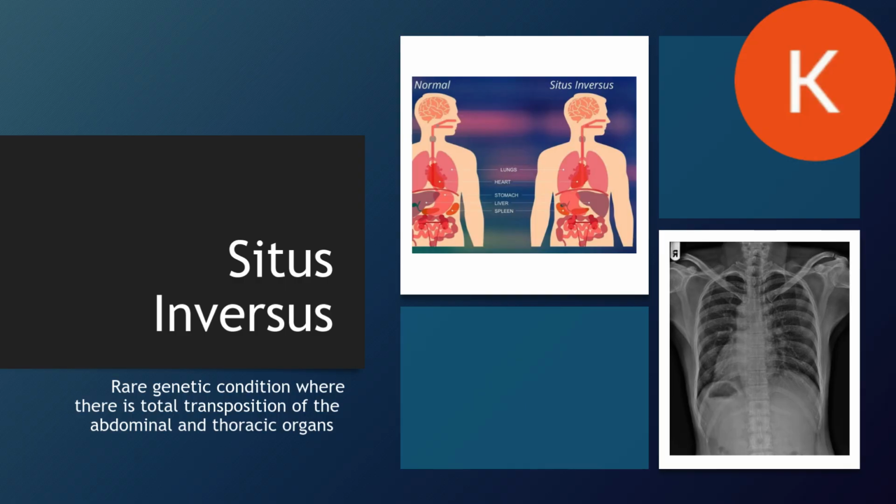And why does it matter in radiography? It can be mistaken for patient rotation or incorrect image labeling, so markers are very critical in this case. If you're placing markers, that would be a good identifier if the patient has situs inversus. And then the organ reversal must be documented before any surgeries, any procedures, or any tube placements.